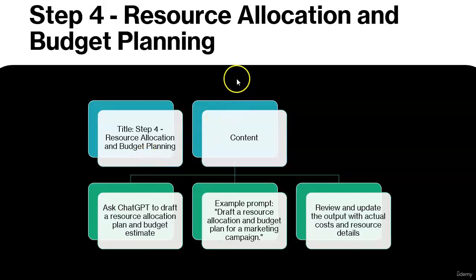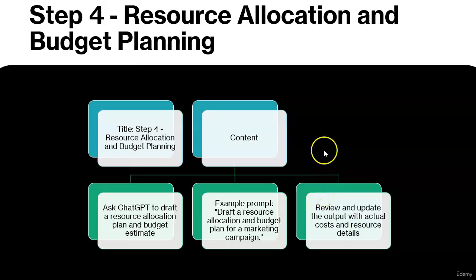In step 4 you will focus on resource allocation and budget planning. These elements ensure that you have the right resources in place and your project stays within budget. ChatGPT can assist by drafting a resource allocation plan and budget estimate. You might use a prompt like: draft a resource allocation and budget plan for a marketing campaign. Review the output carefully and update it with actual cost and resource details.